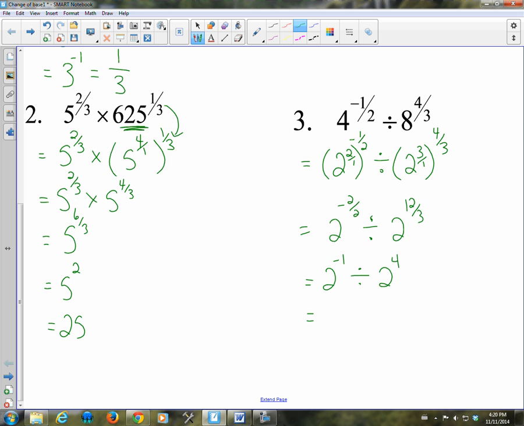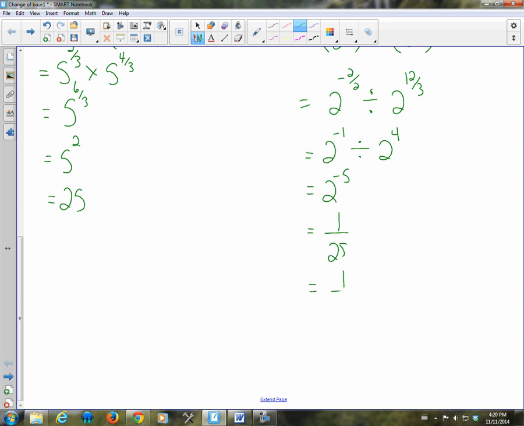When I divide with the same base, I subtract my exponents. So I keep my base, -1, take away 4, -5. Negative exponent, I flip, make it positive. So 1/2 to the 5th is 1/32.